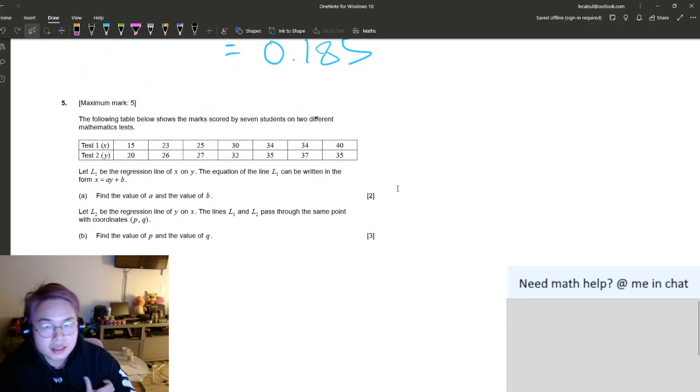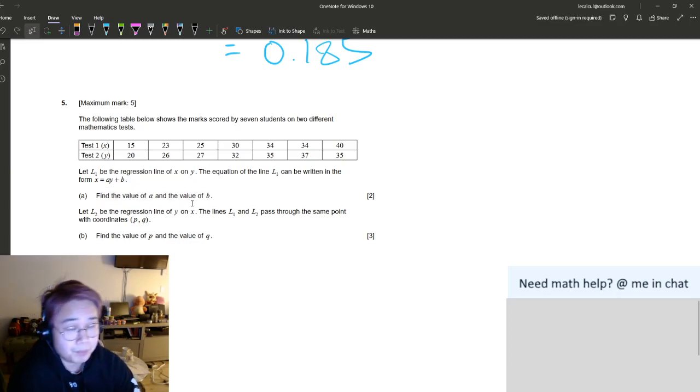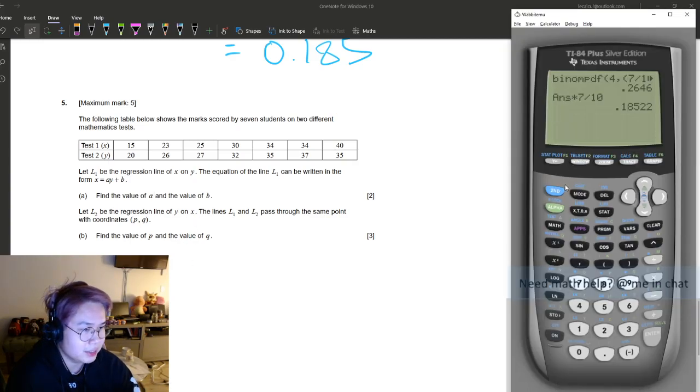Fifth question. We have this table with x and y, and let's perform a linear regression of the line x on y, and then equation 1 can be written this way, and you need to find the value of a and b. This one, they're being intentionally rude to you because we are finding the regression of x on y, and traditionally we find the regression the other way around. But that's fine. Either way, you just have to be careful.